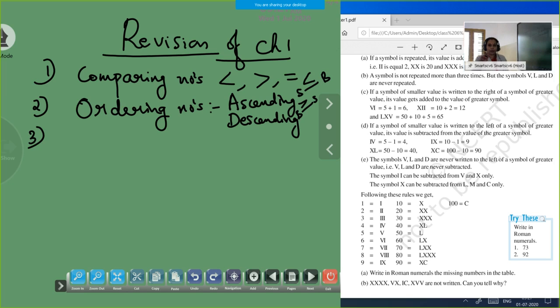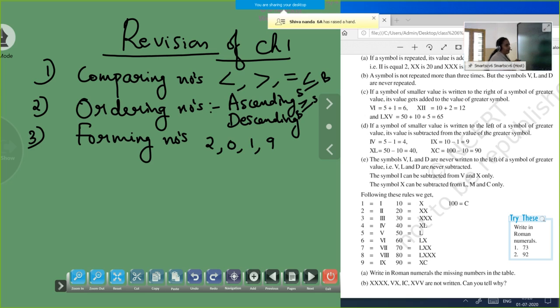The third topic you have learned is making a number, or forming numbers. We will give you some different digits. Formation of numbers using different digits: how to form the greatest 4-digit number and how to form the smallest 4-digit number using the given digits. Suppose the digits given are 2, 0, 1, 9.